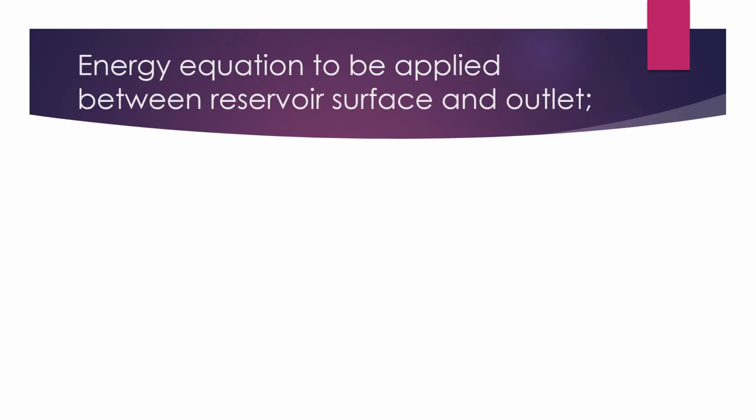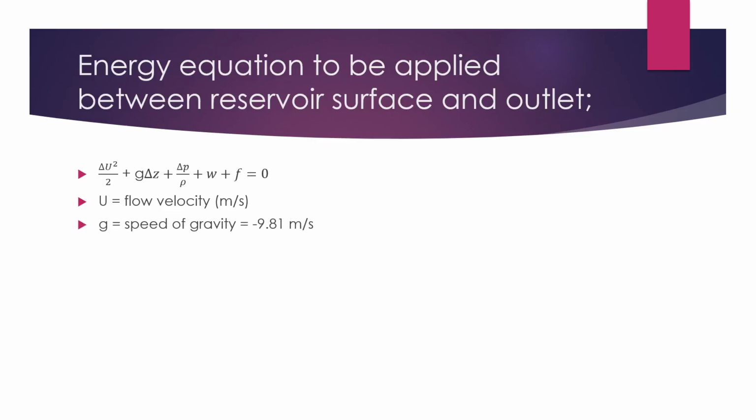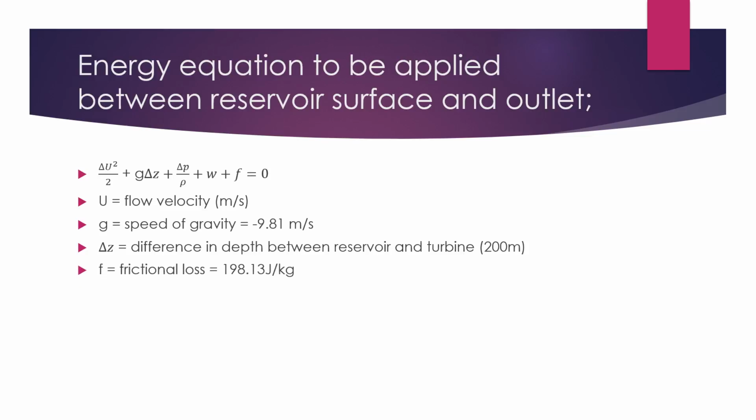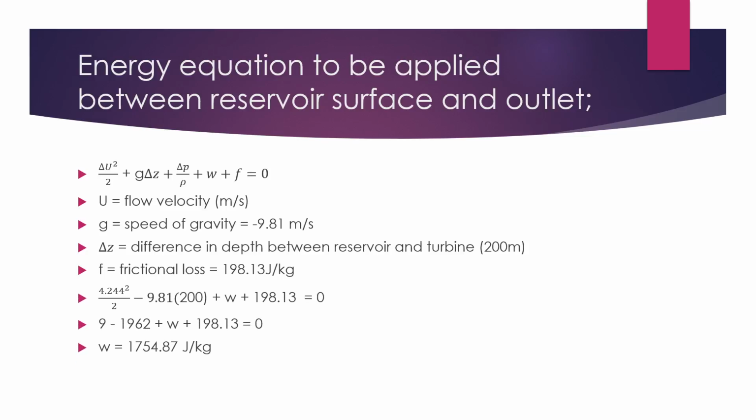The energy equation that is to be applied between the reservoir surface and the outlet is the following equation, with U being the flow velocity in meters per second, G being the acceleration of gravity as we know as minus 9.81 meters per second squared, delta Z being the difference in depth between the reservoir and turbine given to us in the question as 200 meters, and F being the frictional loss calculated previously as 198.13 joules per kilogram. The other parts of this equation can be neglected. Therefore, we get W as 1754.87 joules per kilogram.